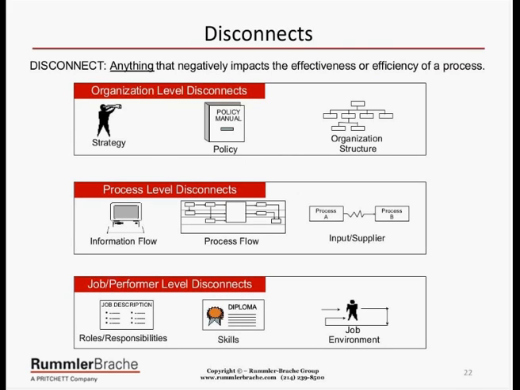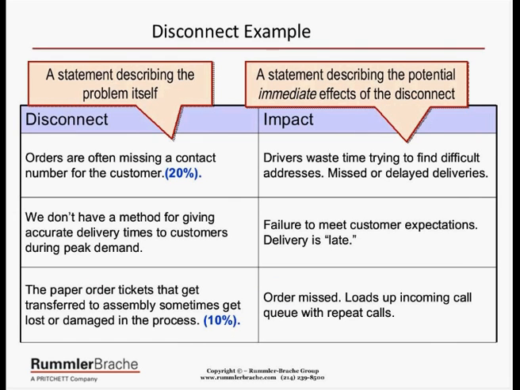Disconnects are something you get when you validate the process with a group of process users, and they're little problems or breakdowns that occur in the process. For example, and this is the standard format, you're going to look at the effect and the impact. Orders drop the contact number for the customer. So you have sort of a problem statement somewhere in the process, and then you're going to look at the impact. Drivers waste time trying to find difficult addresses, missed or delayed deliveries. So it's important to be specific and as realistic as possible in these statements.